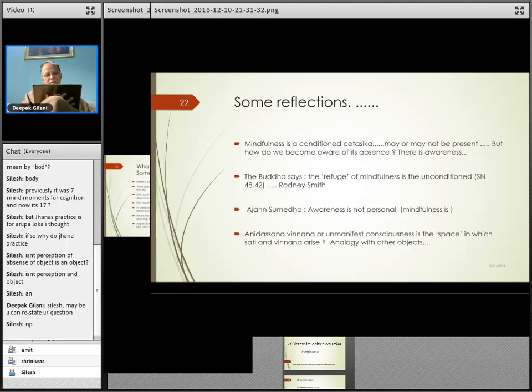What I have written here is Anidassana Vijnana, or unmanifest consciousness, is the space in which Sati and Vijnana arise. Now this is the way I look at it. It seems now clearly obvious to me. You can take it as an analogy with, for example, space. In this room there is space, isn't it? And the objects are in space. If there is no space, there are no objects. And the extent of space is governed by the extension of objects.